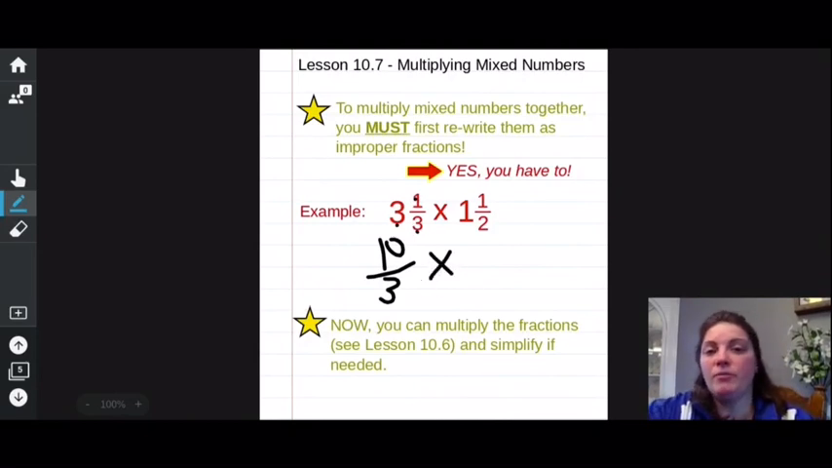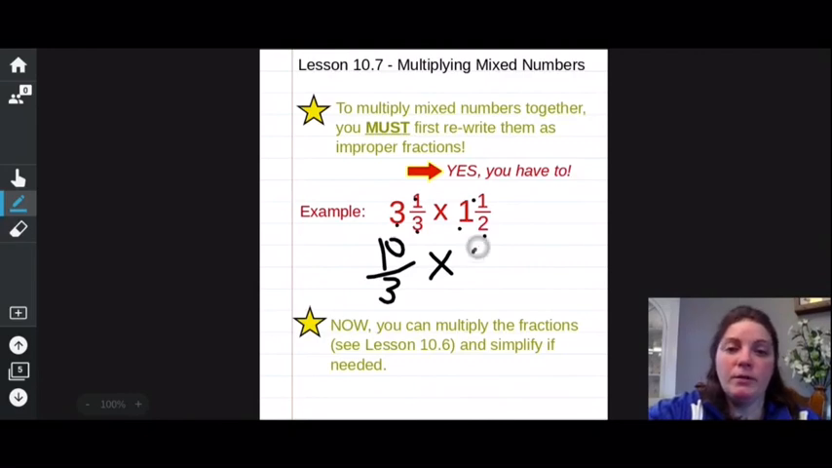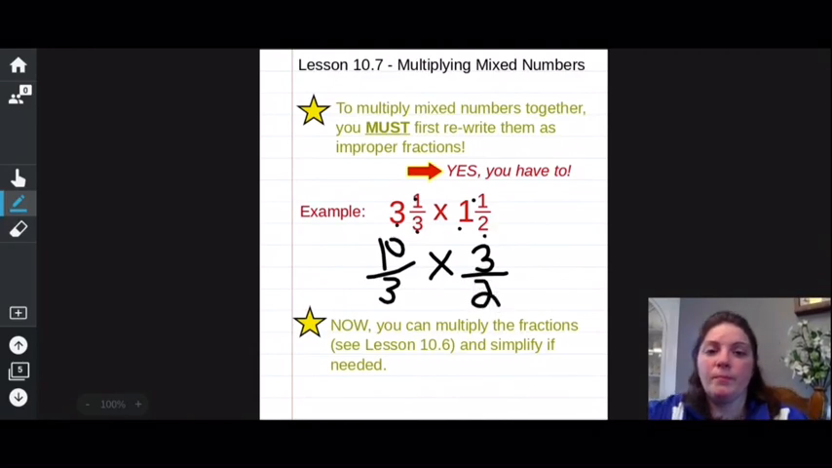Now we do the same for our other mixed number. Denominator 2 times whole number 1. 2 times 1 is 2, plus 1 is 3. That's our numerator. And then keep your denominator. So 1 1/2 is the same thing as 3 halves. Well, now we can multiply the fractions. That was what we did in our previous lesson, and simplify it if we need to. So we have 10 thirds times 3 halves.